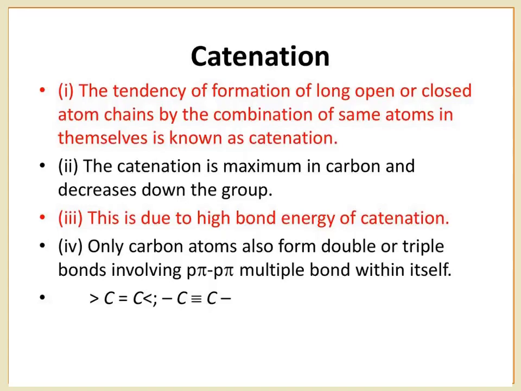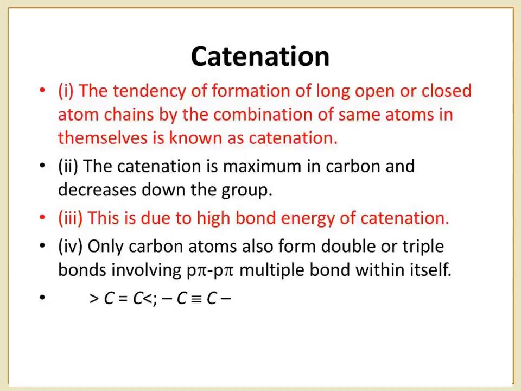Only carbon atoms form pi multiple bonds with itself. It will form double bond and triple bond as given in the picture: C double bond C and C triple bond C also. Carbon forms double or triple bond with itself, that is called catenation. The tendency of formation of long chain, open or closed, by the combination of same atoms in themselves is called catenation.